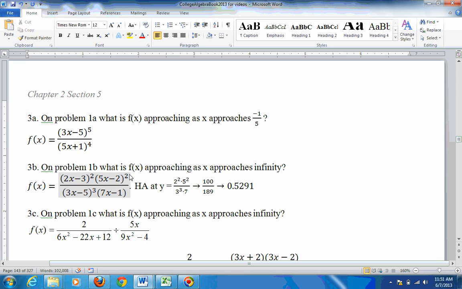3b says on problem 1b, what is f of x approaching as x approaches infinity? Anytime it says as x approaches infinity, it's a question about the horizontal asymptote. It's asking what goes on in the long run. As x approaches infinity means in the long run.